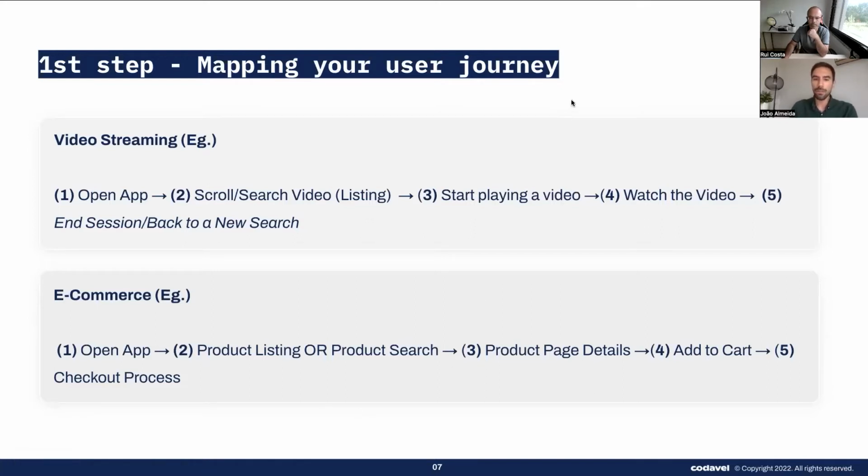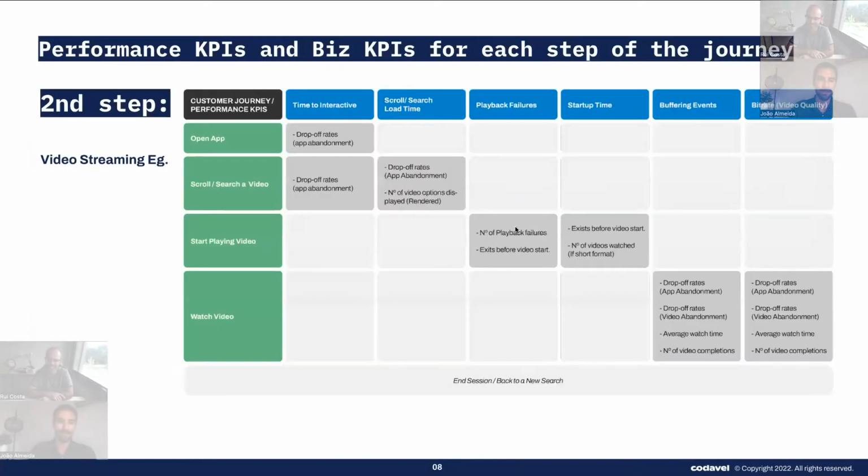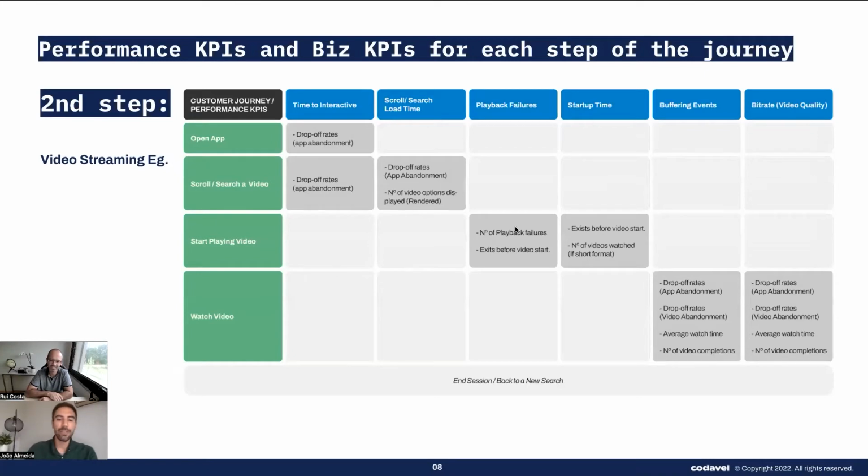They are simple ones, and one is for the case of video streaming, and then another for the case for e-commerce. Okay, let's start with the first one, video streaming. Please change the slide. Okay. In green, you see the customer journey mapped and all the steps since the user opens the app until the conversion. And in blue, you have the performance KPIs matched for each of the steps.